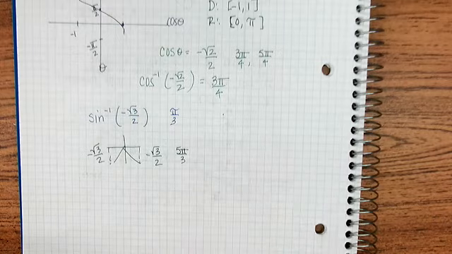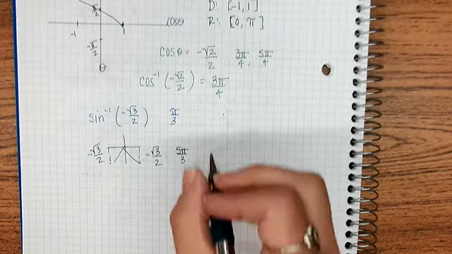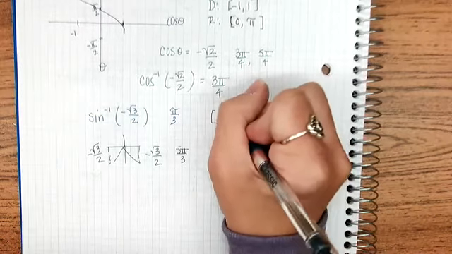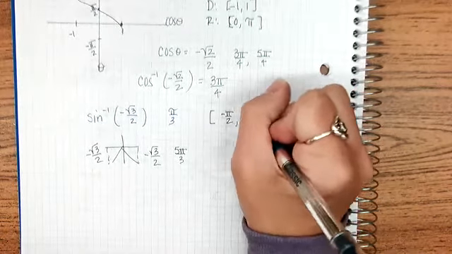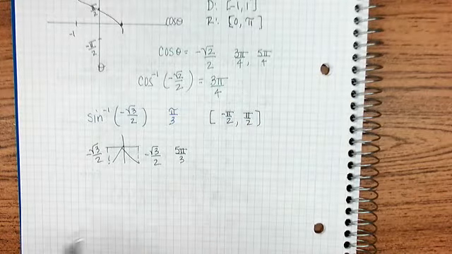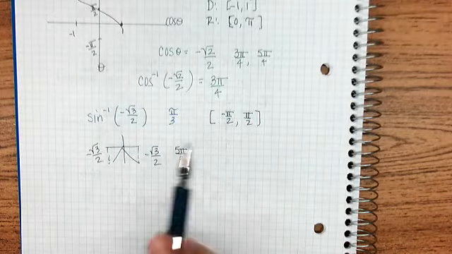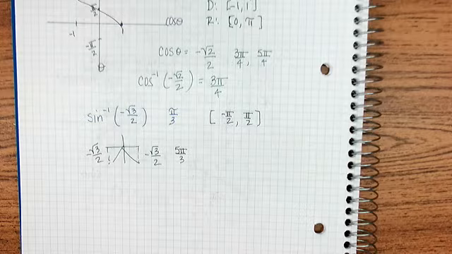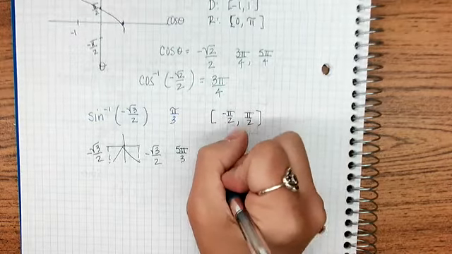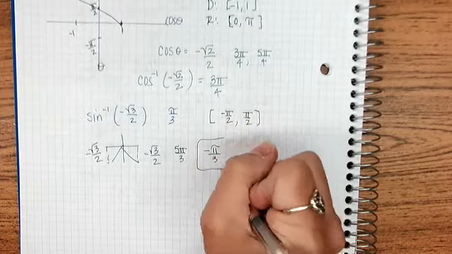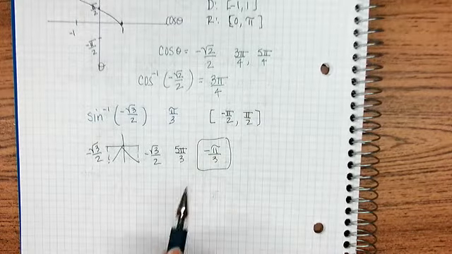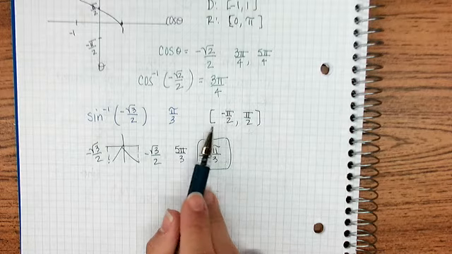5 pi over 3 falls outside of the range. The range for the sine curve is negative pi over 2 to positive pi over 2. 5 pi over 3 does not fall between negative pi over 2 and positive pi over 2. The answer is negative pi over 3. 5 pi over 3 falls outside of the range.